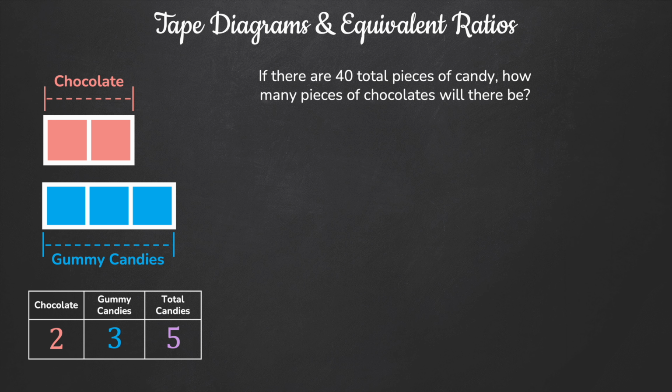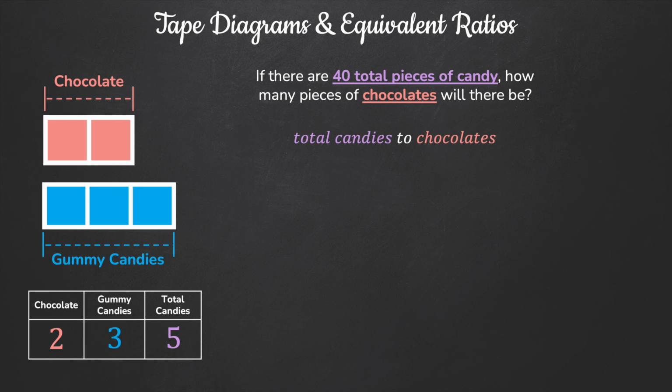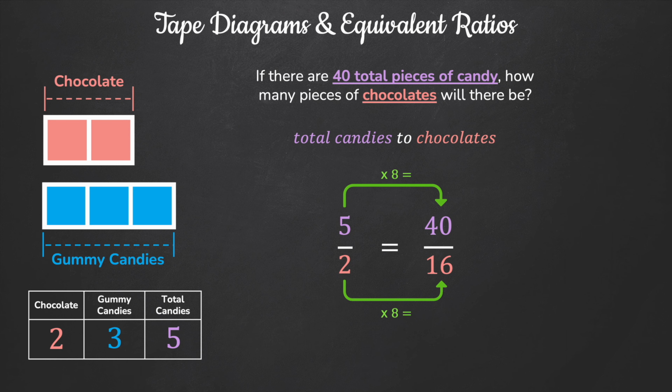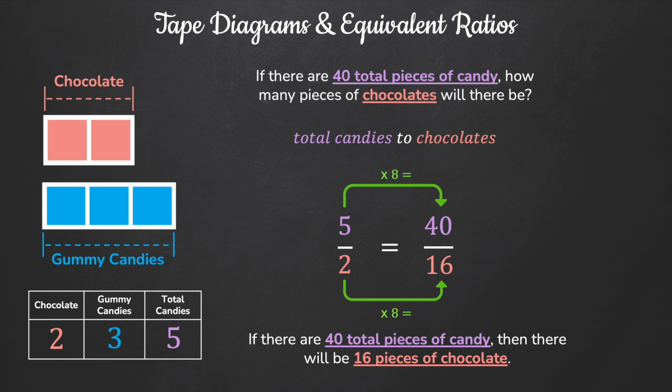Now if there are 40 total pieces of candy, how many pieces of chocolates will there be? So we know that the ratio of total to chocolates is 5 to 2. And if there are 40 total pieces, then we're going to have to take the 5 and ask ourselves, what can we multiply 5 by to get 40? And 5 times 8 is equal to 40. So we're going to go ahead and multiply the 2 by the same number. So 2 times 8 is equal to 16. That means if there are 40 total pieces of candy, then there will be 16 pieces of chocolate.